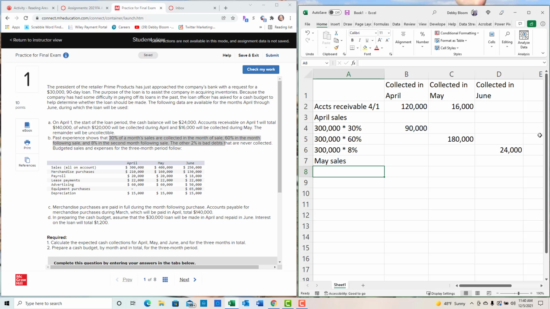If you want, you can do another column for July, but it's not necessary because the problem is only asking us for April, May, and June. We're given in the problem that May's sales are $400,000, so 30% of that amount will be collected in the month of sale, which is May. And 60% of that amount will be collected in June. And again, 8% in July, but we don't care about July.